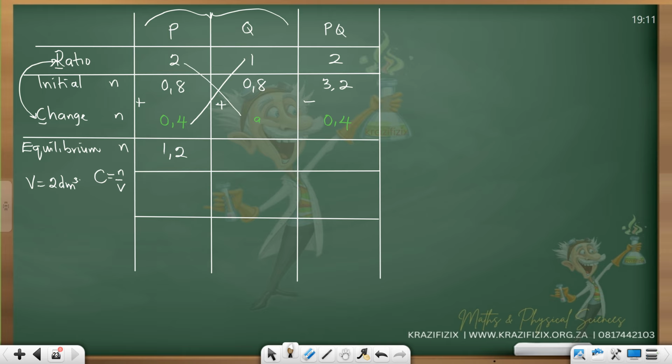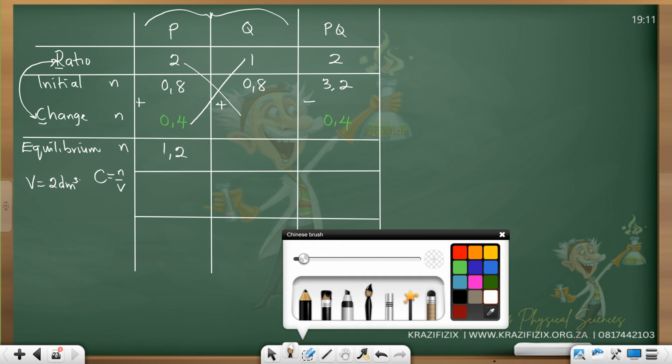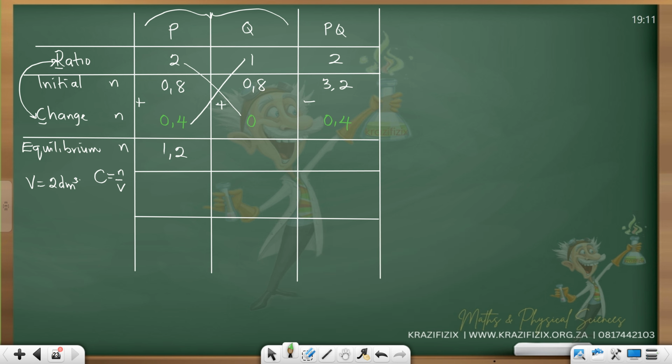So what do I have? 2A equals 0,4. What is A? 0,2. Okay, 20 over 100, 20%. Because you could see a question like 20%. You just change it. Now, can we do the maths?